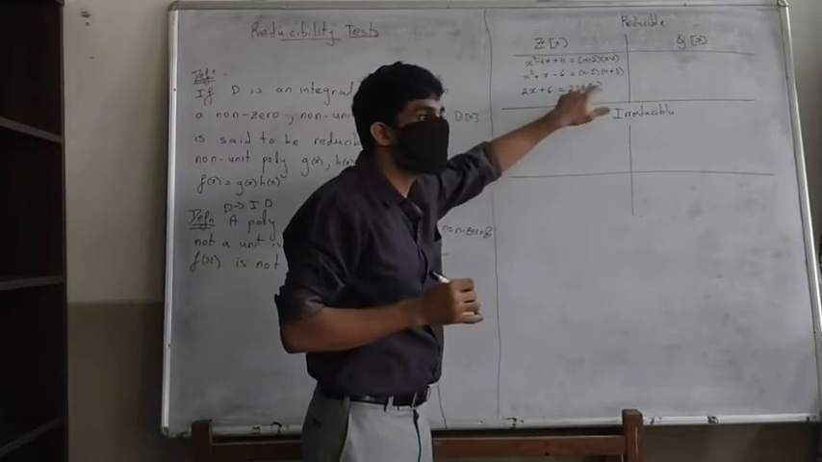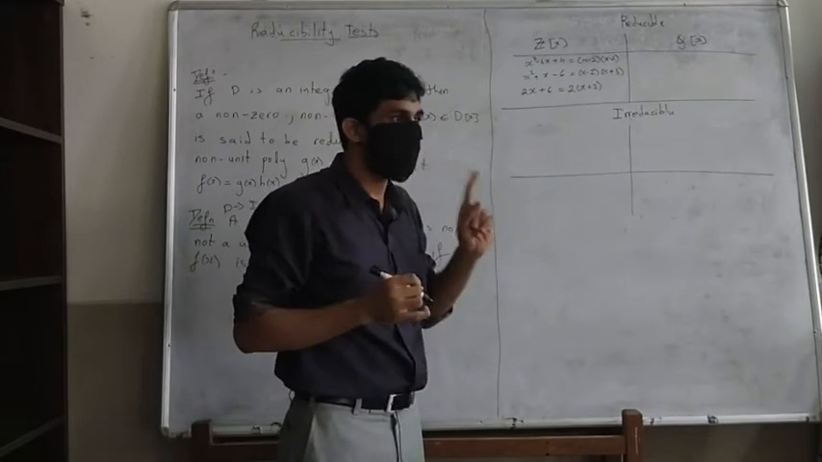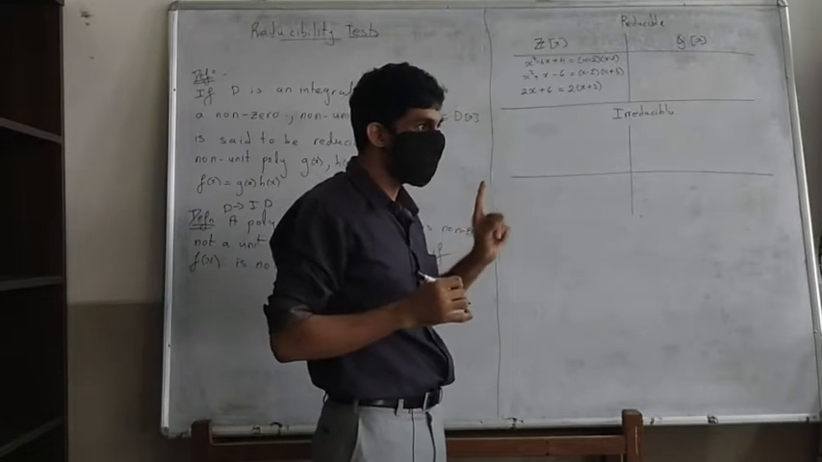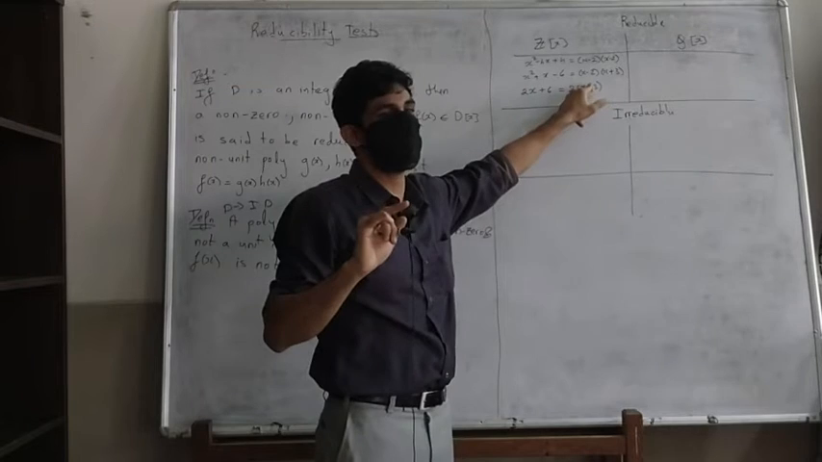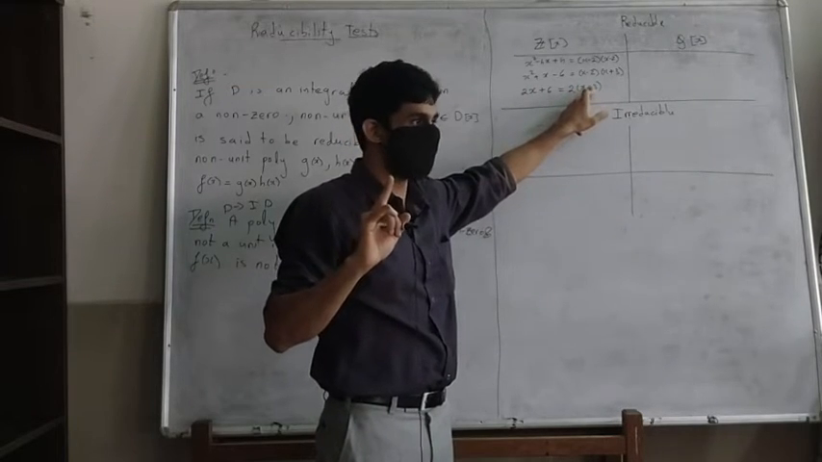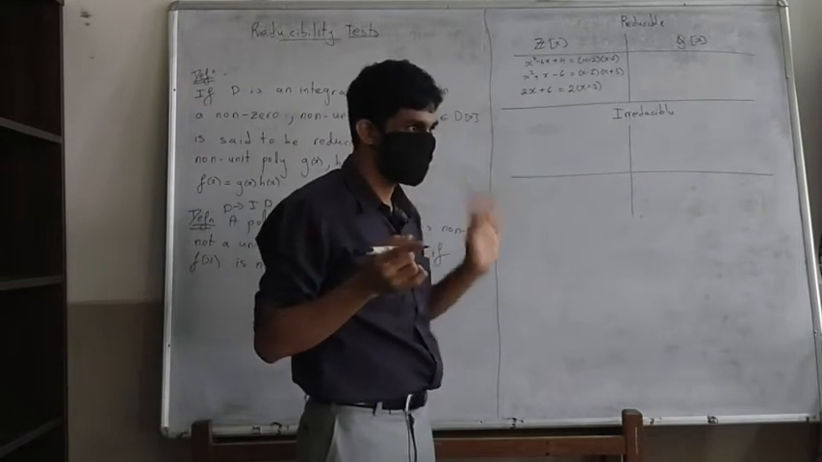These are both not units in Zx. 2 is not a unit in Zx. Okay, 2 is not a unit in Z, hence not a unit in Zx. And anything of degree greater than or equal to 1 is not a unit. So I have broken it down.